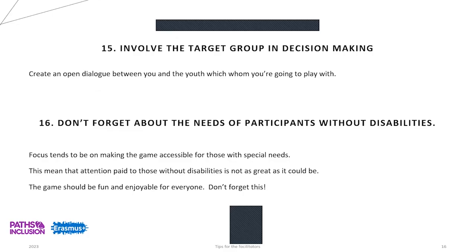Involve the target group in decision making. Sometimes it is good, when you develop a game or an exercise, to ask people from the target group and the person with the disability to check: is this what we would like to do? Is this a good idea? Do you feel comfortable? Would you like to try it? Are you not afraid of it? By going into discussion and involving them when you develop your exercise, your game, that can give you a lot of energy also to change and to try.